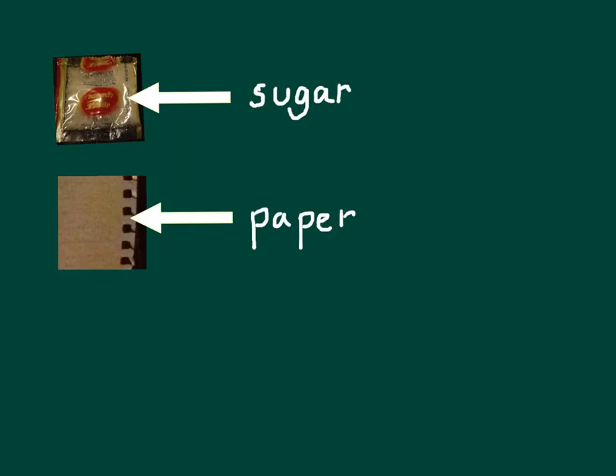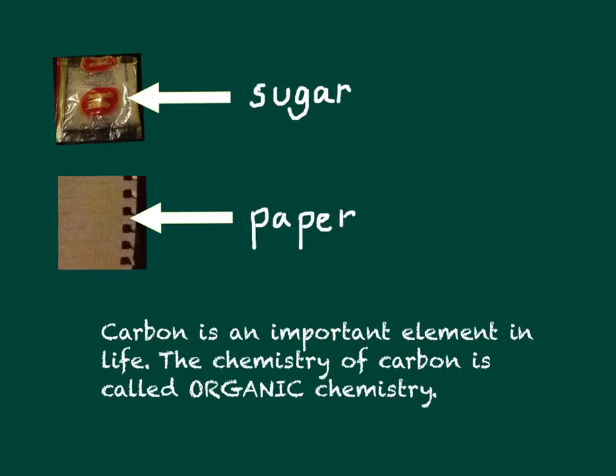Substances which come from living things almost always contain the element carbon. So examples here are sugar, which contains the elements carbon, hydrogen and oxygen, and also paper, which of course comes from trees, and paper also is made up of carbon, hydrogen and oxygen. So carbon's a very important element in life. In fact, the chemistry of carbon is an area of science called organic chemistry.